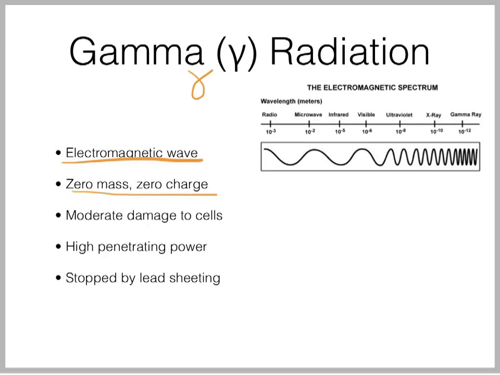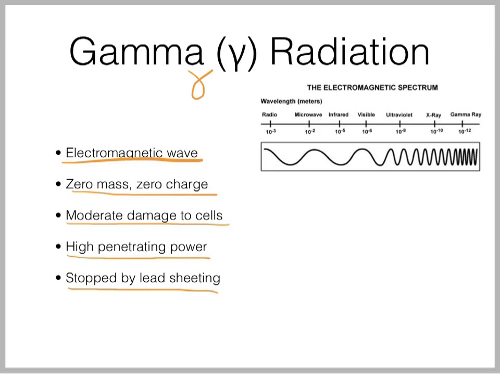They have moderate damage to cells. They are highly penetrating. Again, because they're electromagnetic radiation, they go through quite a lot of material before being stopped. You need lead sheeting or heavy lumps of concrete to completely stop gamma radiation. And gamma radiation normally accompanies other decays.